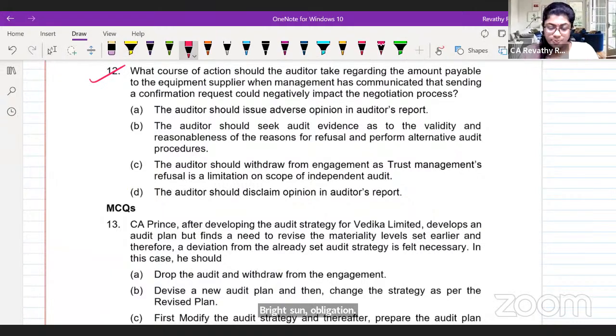Question 2. What course of action should the auditor take regarding the amount payable to the supplier? Because management did not allow. Issue adverse opinion. No, that is SA 705. Seek audit evidence from management and perform alternative procedures. Withdraw. Disclaim.